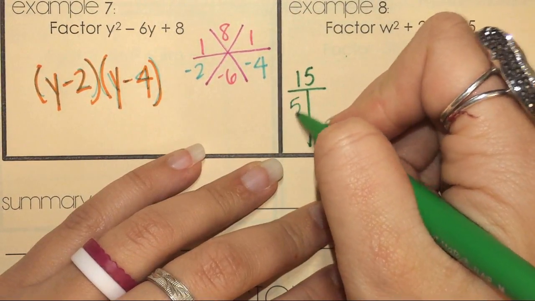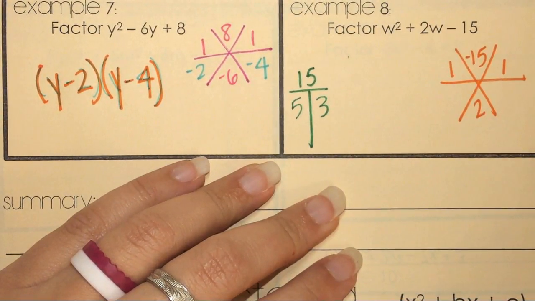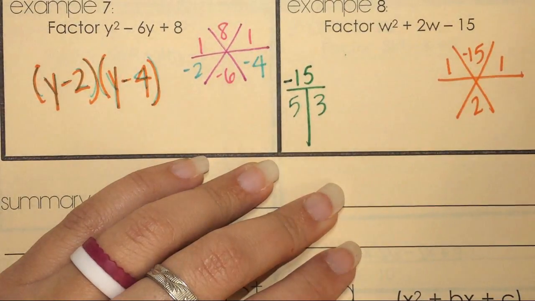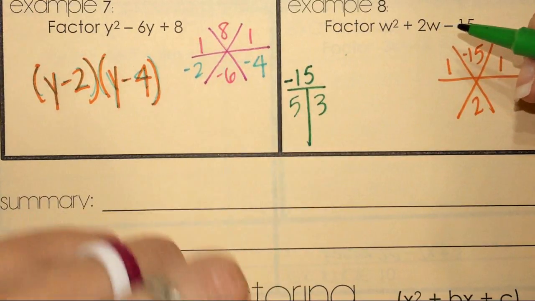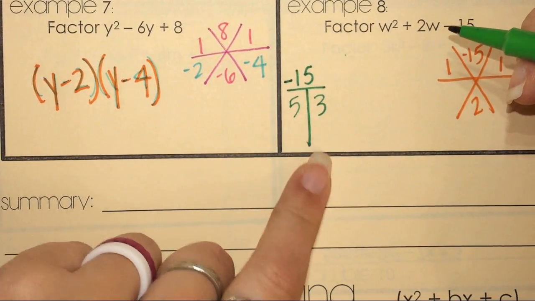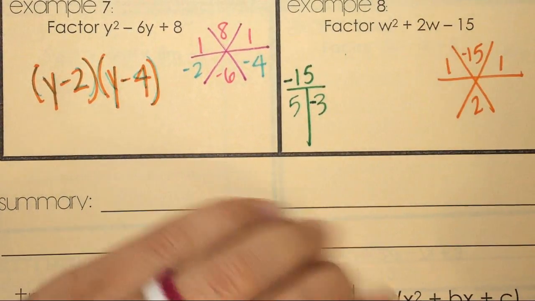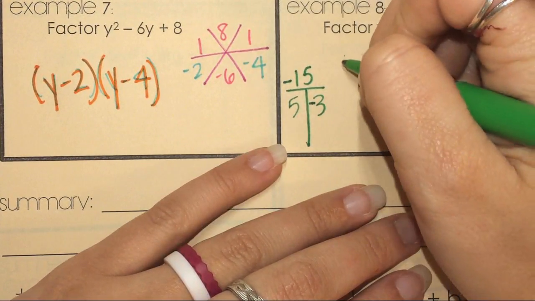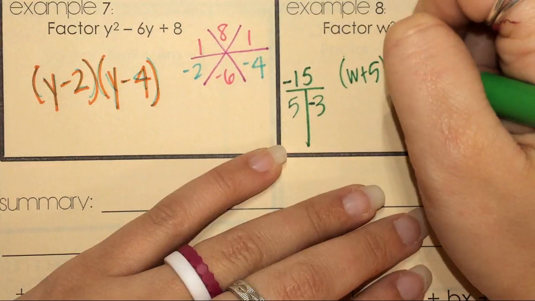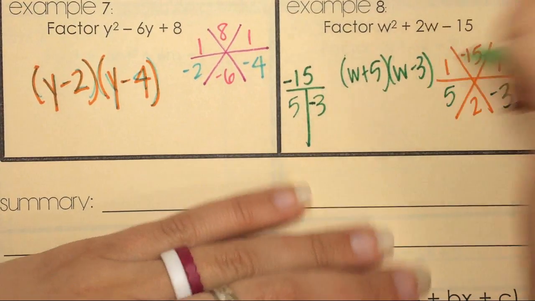We know that 5 and 3 multiply to give us 15, right? But we need to get negative 15. And our big factor has to be positive. So what's bigger, 5 or 3? 5. So which one's going to be negative? 3. The 3 is going to be negative. Good. So 5 and negative 3. So then you do W plus 5 and W minus 3.